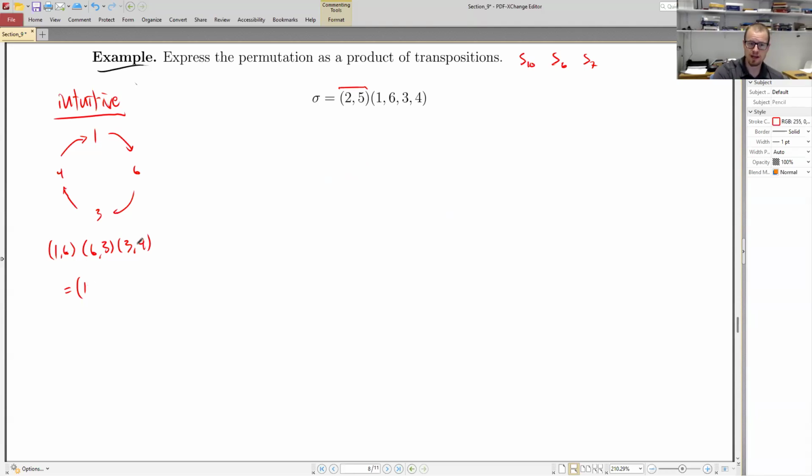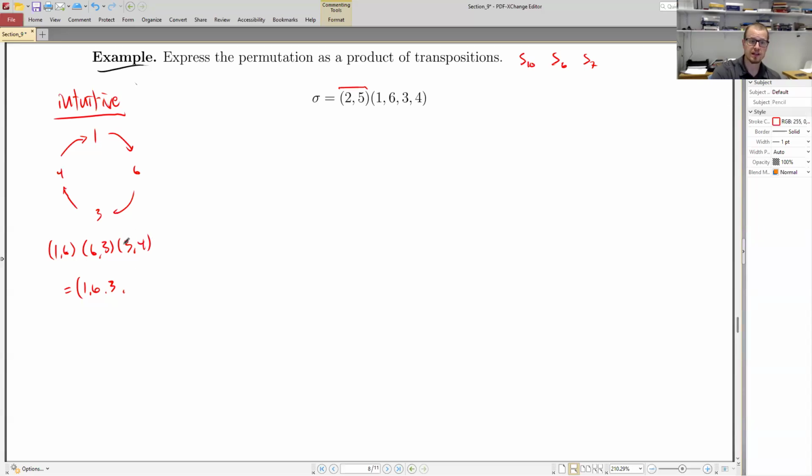I start all the way at the right because this is a product of functions. This doesn't change 1. This doesn't change 1. This sends 1 to 6. Fantastic. Now I see what happens to 6 under the composition. This doesn't do anything to 6. This sends 6 to 3. This doesn't do anything to 3. So it just goes to 3.